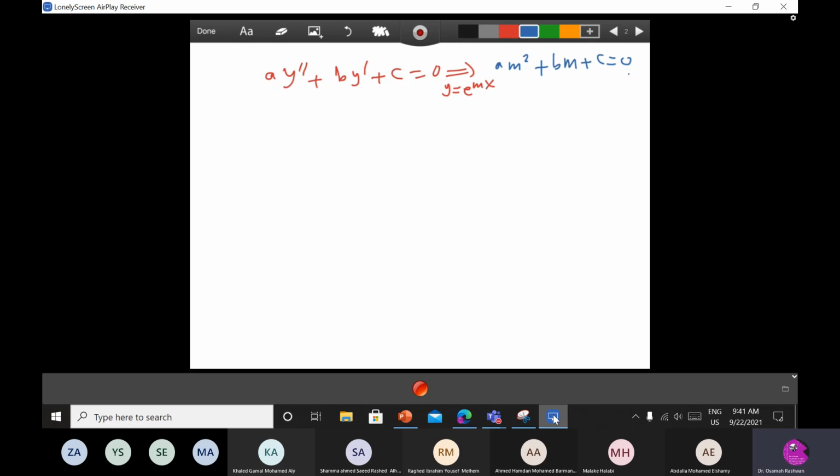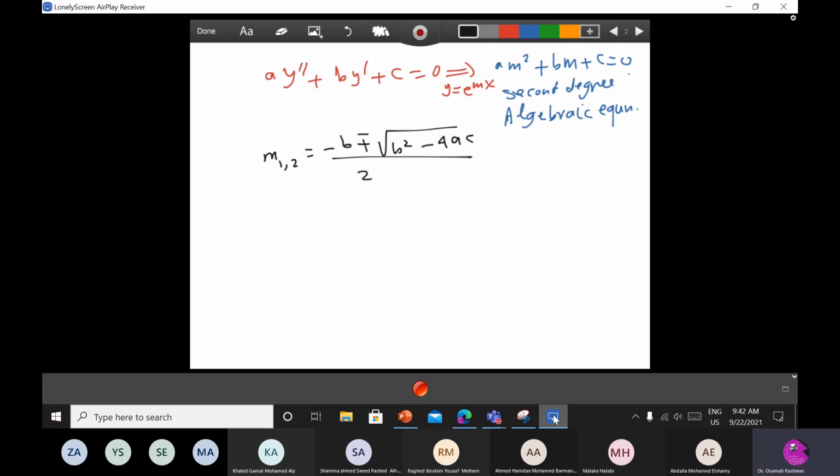This is what? This is a second degree algebraic equation. You can solve it? Yes, you can solve it. How can you solve this one? You have a formula to solve this one, which is m1 and 2 equal to minus b plus or minus root square of b squared minus 4ac over 2a. Okay, this root, how many cases do you have for this root? You have 3 cases.